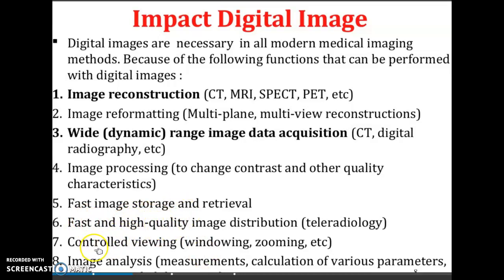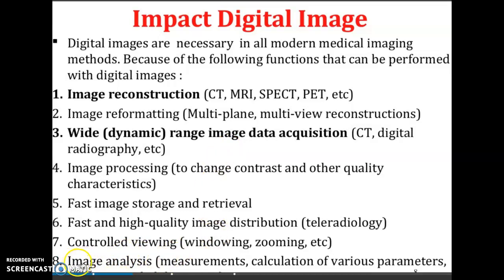And we can have controlled viewing also. We can have windowing, only a small portion of the image can be focused, and we can zoom it. All these controlled viewing features are possible using digital images. That was not possible using our analog image.